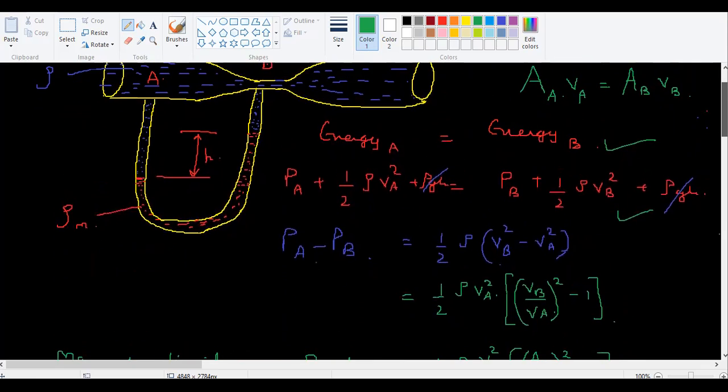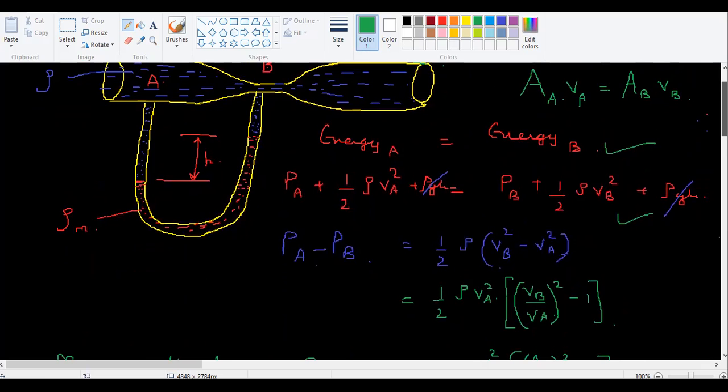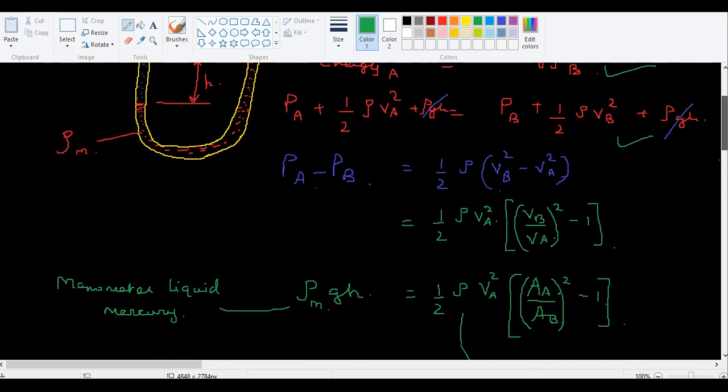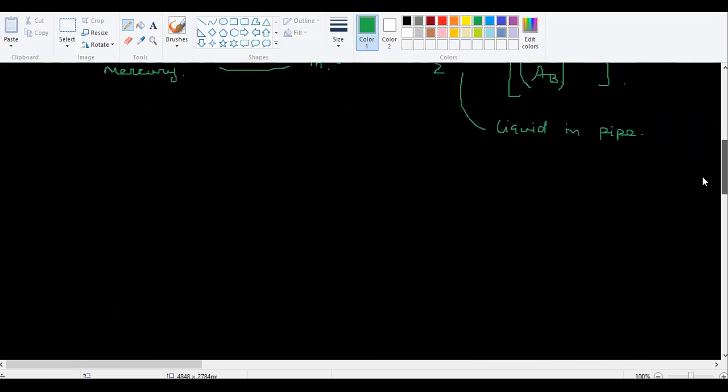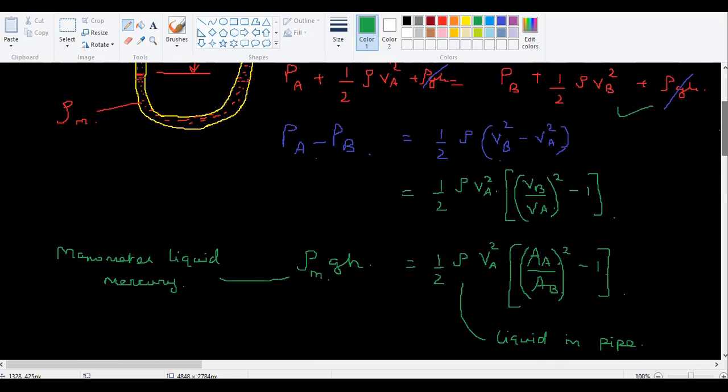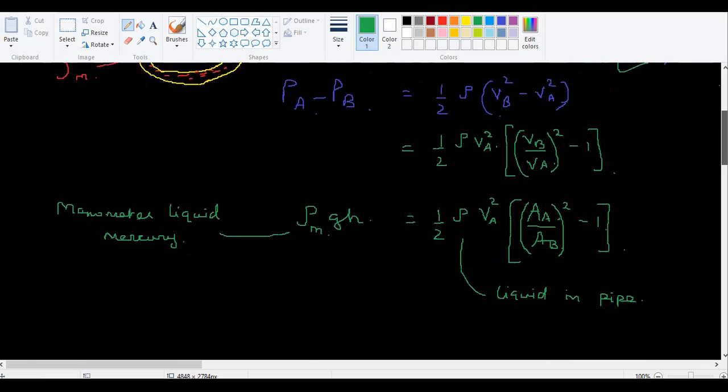Any questions? Very simple derivation. Absolutely nothing difficult here if you understand the basics. Can I change the screen? Can I move on?